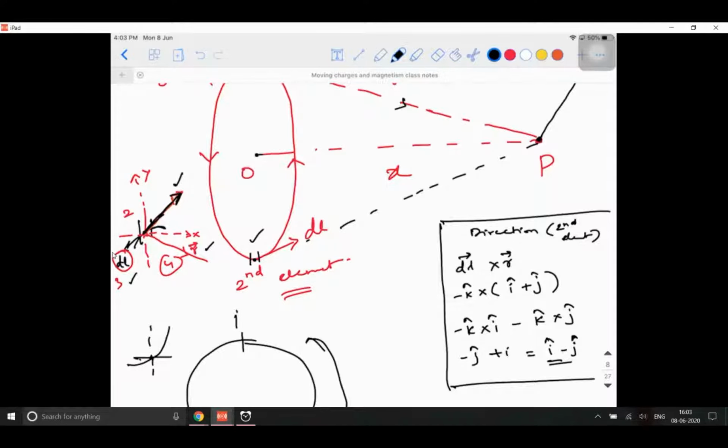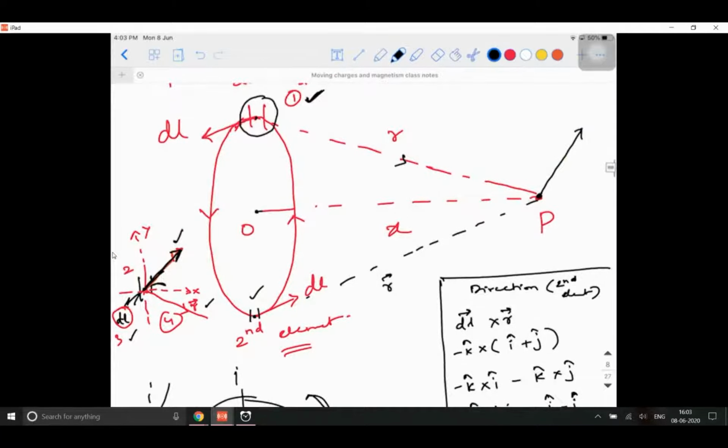If I take this to be the r vector, remember that the distance will be the same, because that point will be like the slant height of a cone. So the distance is going to be the same, and it will be like this. So this is going to be the value of the dB vector due to the first element, and this is going to be the value of the dB vector due to the second element. Right? So I hope it is clear.